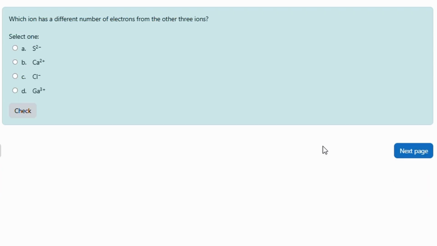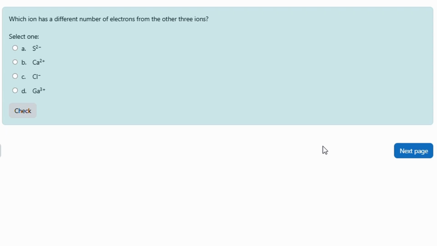For the next question, you will need to refer to a periodic table to find the proton number, or the atomic number, of each of those ions. Sulfur has a proton number of 16, so there are 16 protons in an atom of sulfur and 16 electrons in an atom of sulfur. A sulfur 2- ion has 2 additional electrons, that makes 18 electrons in total.